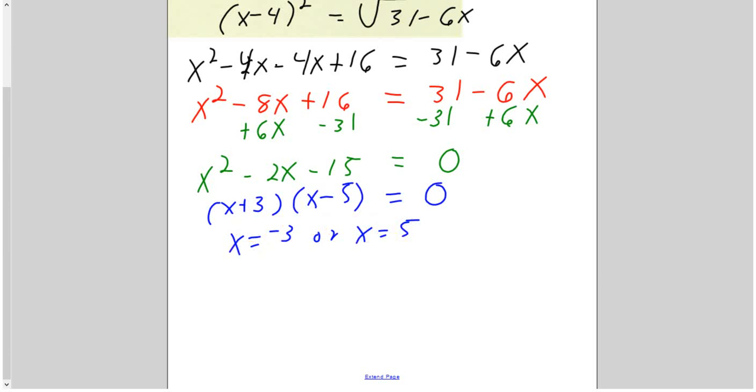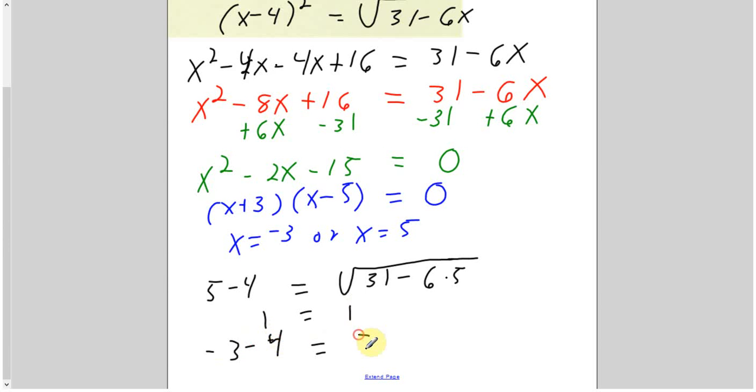So let's try that in the original equation now. If I go 5 minus 4, does that equal the square root of 31 minus 6 times 5? I think that one's going to work out, because that's going to give me 1 is equal to the square root of 1, which is just 1. That works.